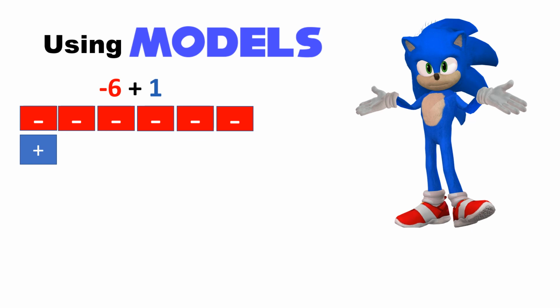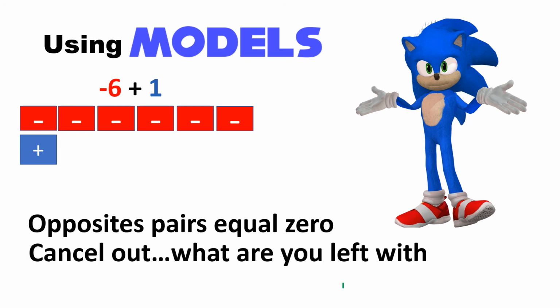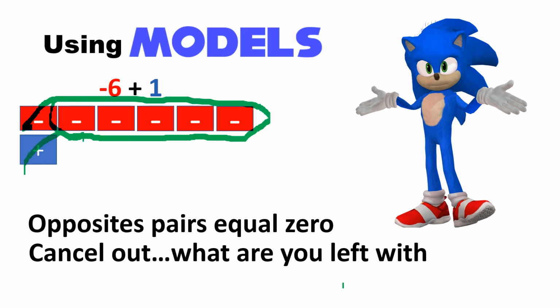Using that initial rule we talked about with this model, opposite pairs equal 0. So I'm going to cancel out anything that I can. These two cancel out. And what am I left with? Well, we have a negative 1, negative 2, negative 3, negative 4, and negative 5, because that's what's left here. So the answer to a negative 6 plus a positive 1 is simply negative 5. Remember, they have different signs, so we had to subtract and keep the sign of the larger number.